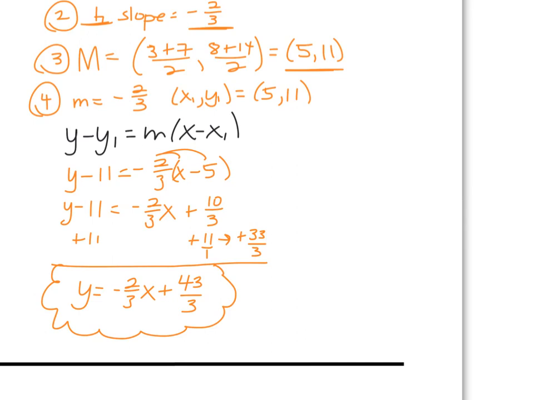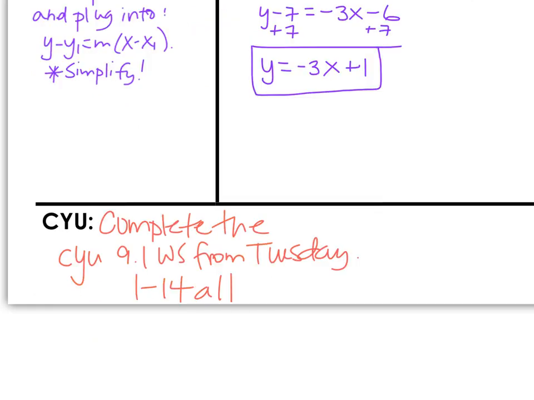And that's how you write the equation of a perpendicular bisector. Your assignment is just to complete the rest of the 9.1 worksheet from Tuesday. So if you didn't do the midpoint problems in 1 through 6, be sure to do those now. Also add on the rest of the problems so that you've completed 1 through 14.